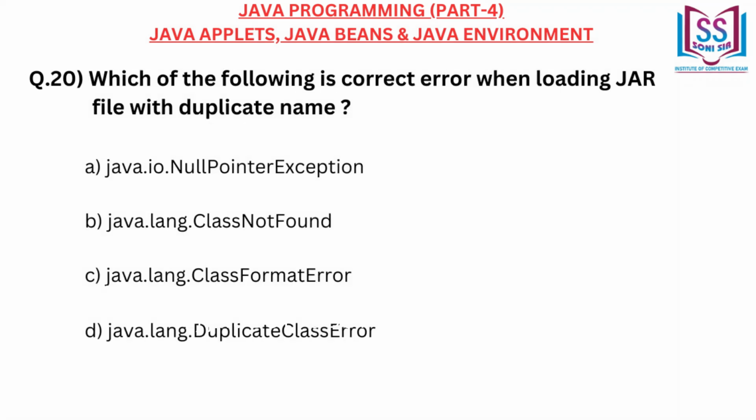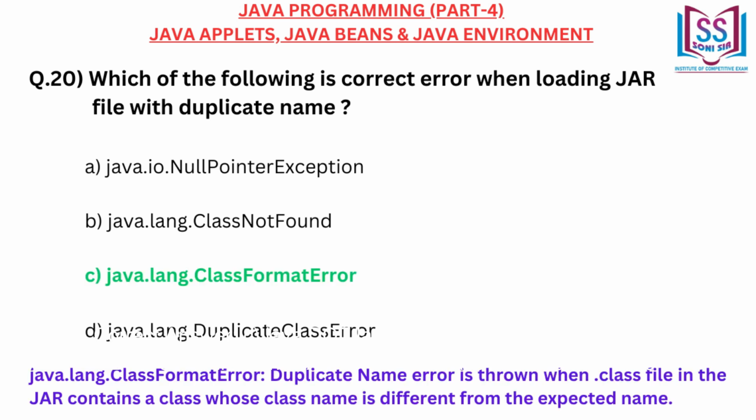Which of the following is correct error when loading jar file with duplicate name? A. Java.io.nullPointer exception. B. Java.language.class not found. C. Java.language.class format error. D. Java.language.duplicate class error. Correct answer C. Java.language.class format error. Duplicate name error is thrown when .class file in the jar contains a class whose class name is different from the expected name.